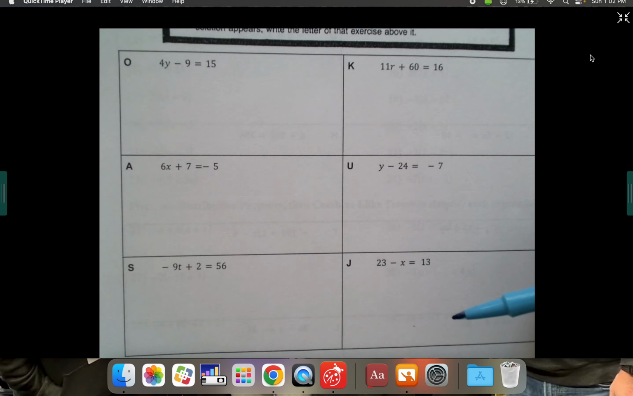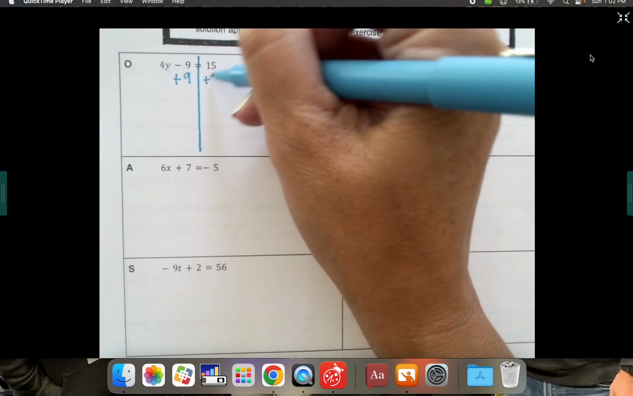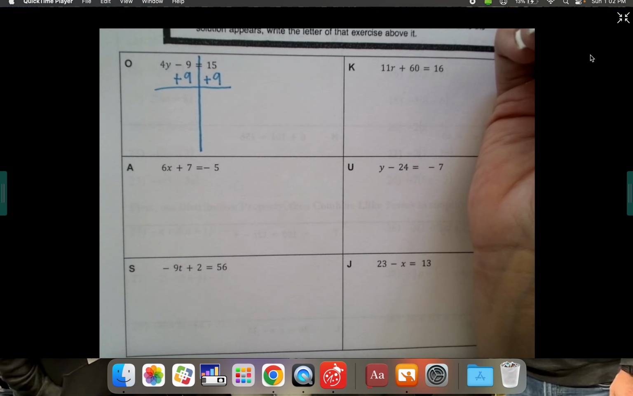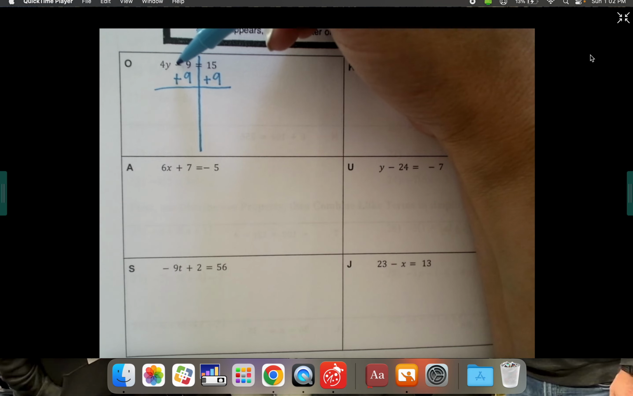So on letter O, it is 4y minus 9 equals 15. Remember, you're going to keep the coefficient and variable together at first, and we're going to get rid of the constant. So we're going to get rid of the minus 9 by doing plus 9. And what you do to one side, you're also going to do to the other. So add 9 on both sides. I like for you to show me that negative 9, positive 9, or minus 9 plus 9 are opposites. They would equal 0, which is why we can go ahead and cancel them out. So go ahead and show cancel, cancel.